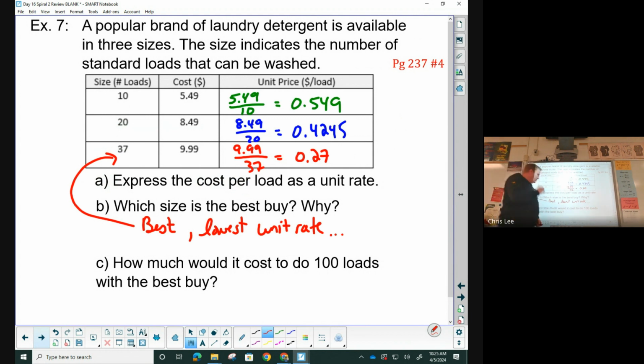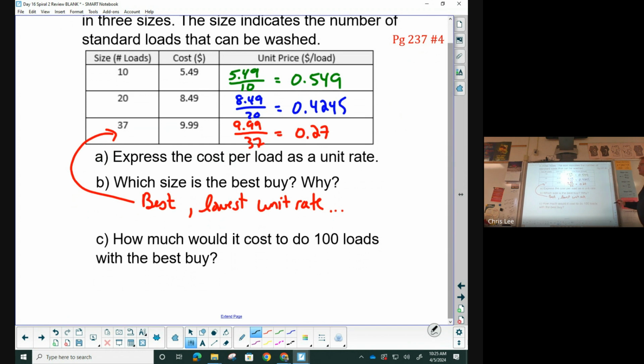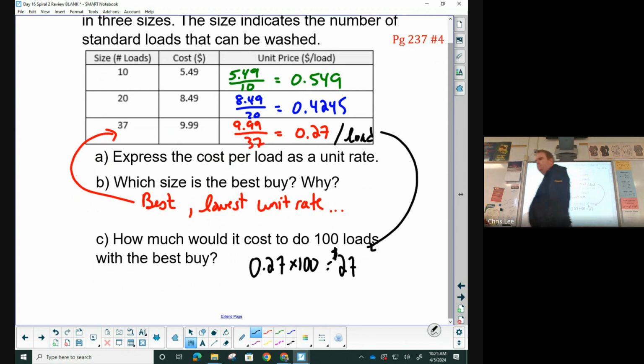How much would it cost you to do 100 loads with the best buy? If this is 27 cents per load, and I'm doing 100 loads, what am I doing? Times it by 100, $27. Okay, good job.